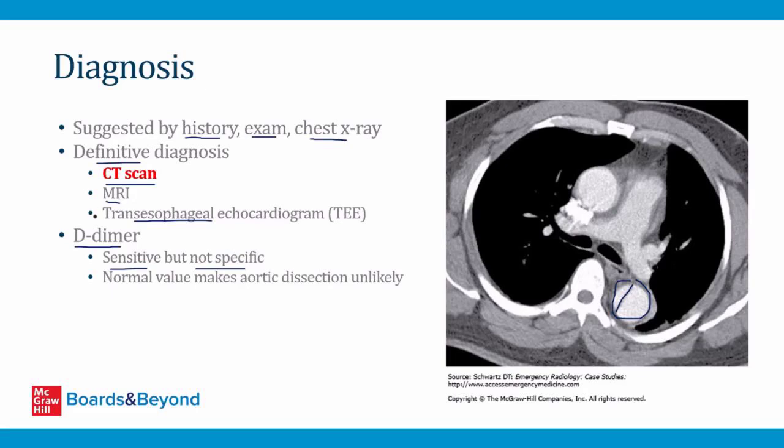So in many emergency rooms, you'll see this test ordered in patients where they're worried about dissection. And the reason is because if it comes back completely normal, that makes aortic dissection very unlikely. If it's elevated, you have to do further testing because it is not a very specific test.